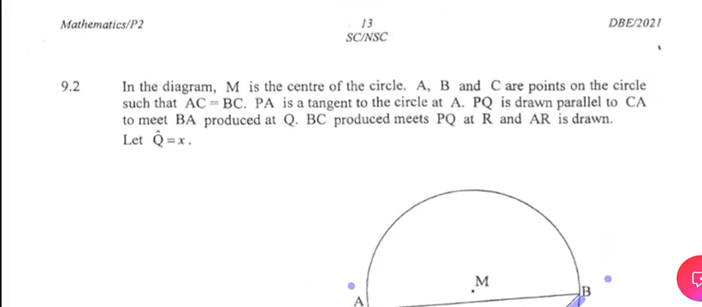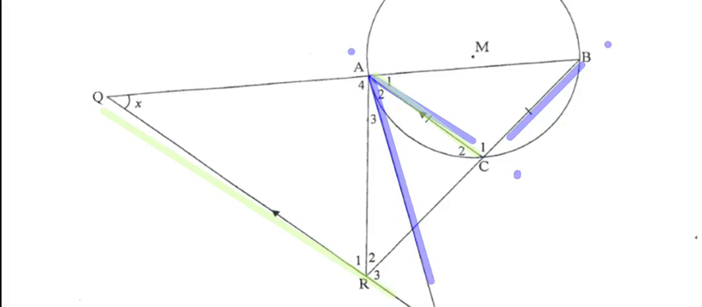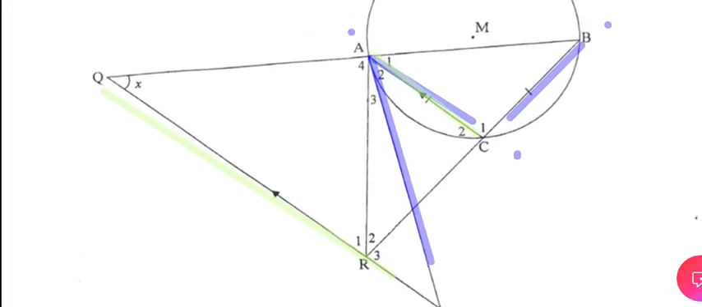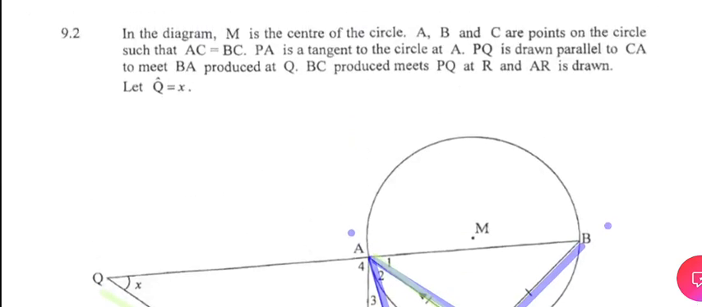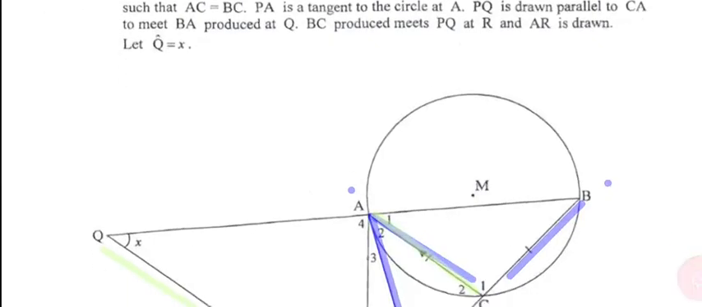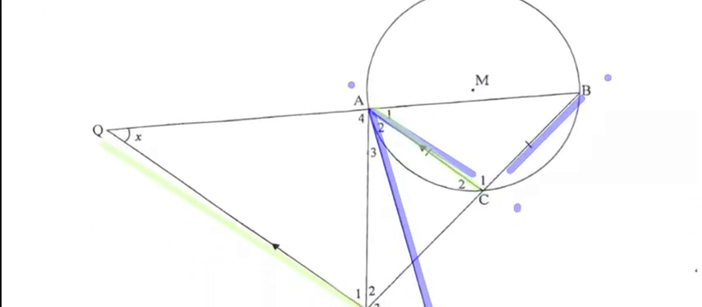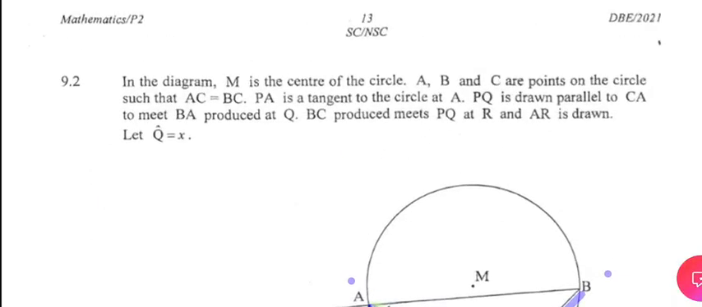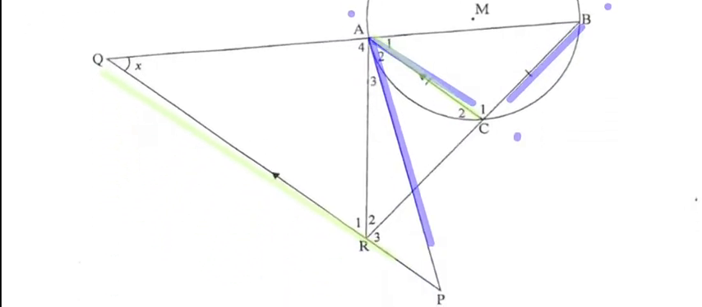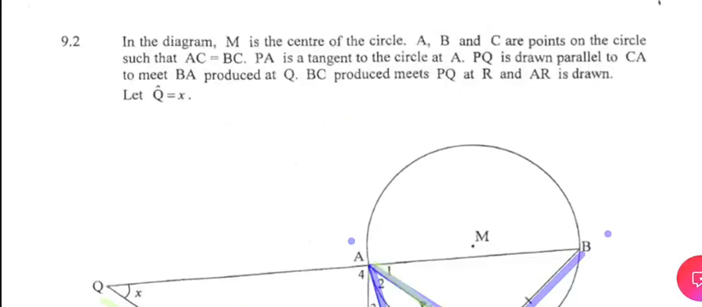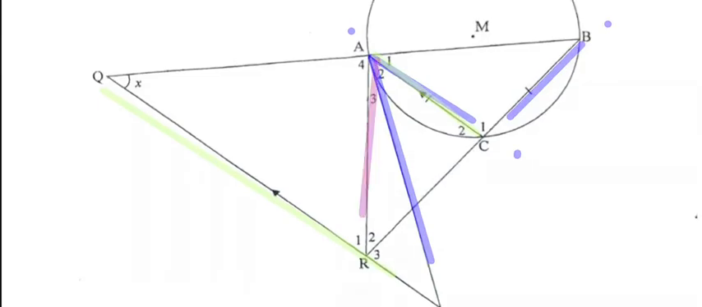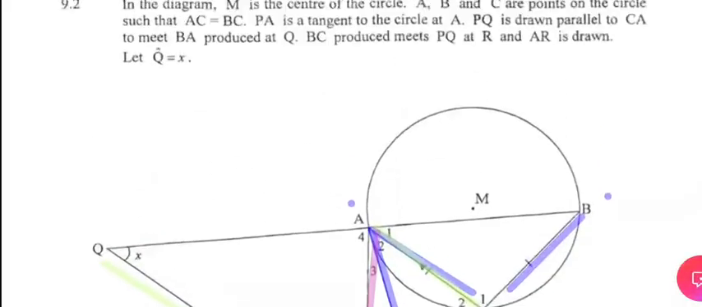PQ is drawn parallel to CA, so the green one, PQ parallel to CA, to meet BA produced at Q. So this one is BA meeting at Q. BC produced meets PQ at R, so BC meeting at R. And AR is drawn, A to R, the purple AR is drawn.